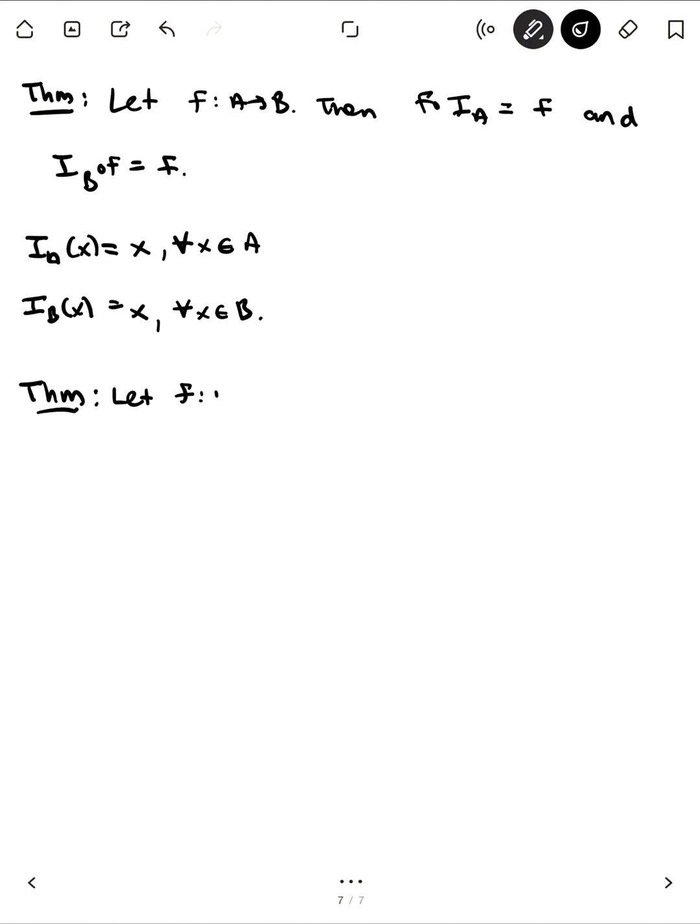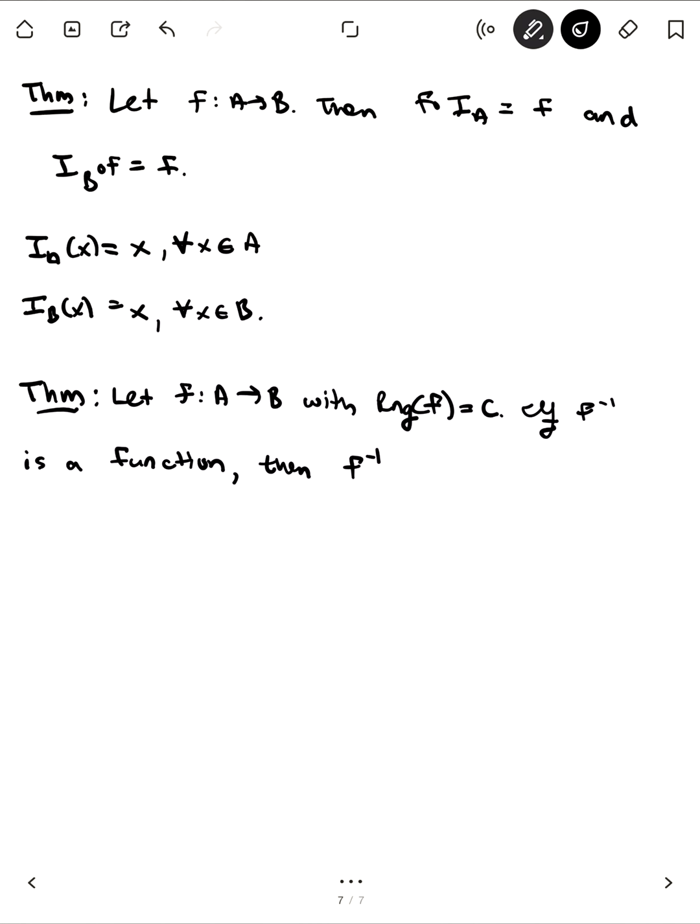Let f be a function from A to B with the range of f equal to C. If the inverse relation of f is a function, then the composition of the inverse function with the function itself gives you the identity function on A, and if you reverse the order, you get the identity function on B.